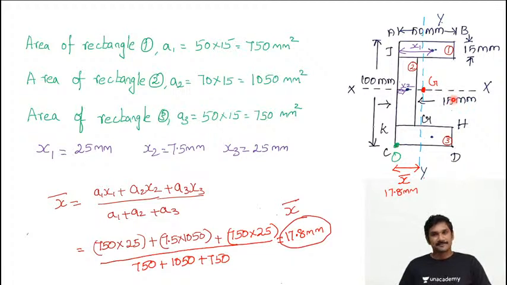Got it? Done? Right. So that's how very easily we can calculate the center of gravity by the geometrical consideration method. So in the next class we will see how to find the moment of inertia with center of gravity. If you know center of gravity, then moment of inertia is very easy. So in the next class we will discuss it.